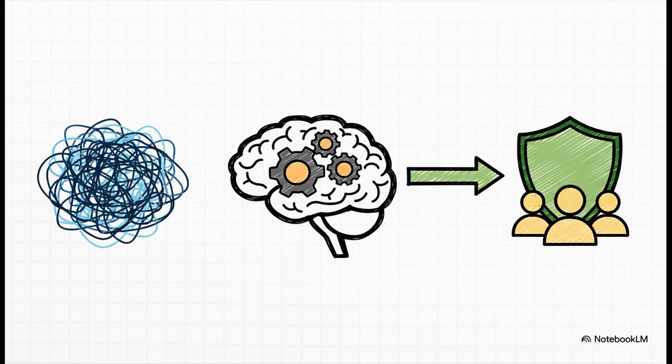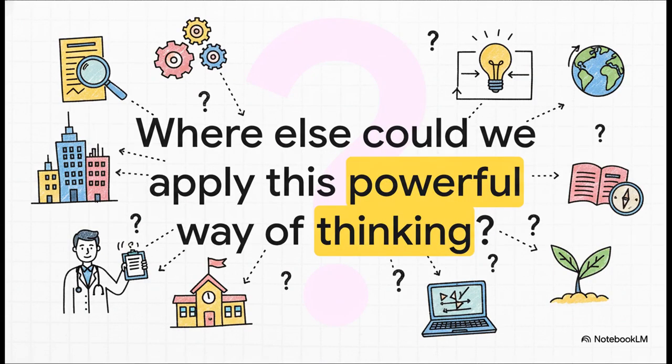So there you have it, the epidemiological approach. It's really more than just a method. It's a mindset. It's a powerful, logical process for taking messy, confusing data and turning it into clear, decisive, and often life-saving action. And that leaves me with a final thought for you. If this systematic way of defining a problem, gathering evidence, developing a theory, and testing a solution works so well for huge public health challenges, where else could we apply this same way of thinking?